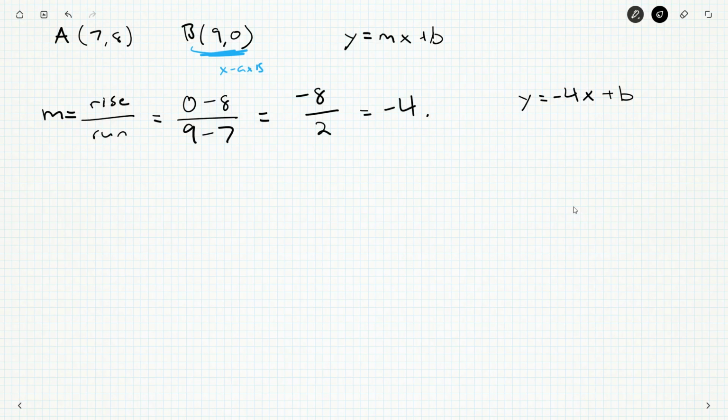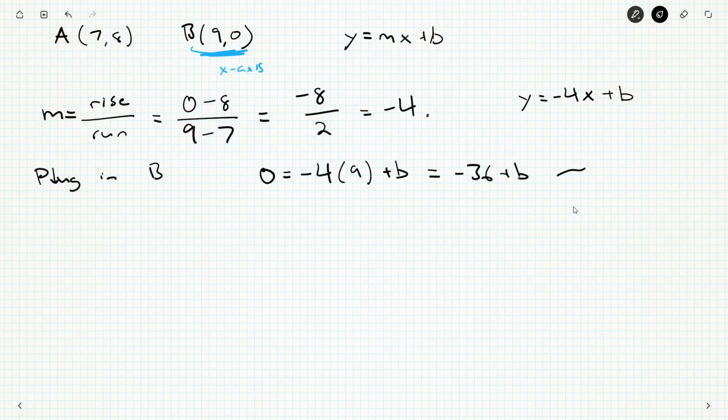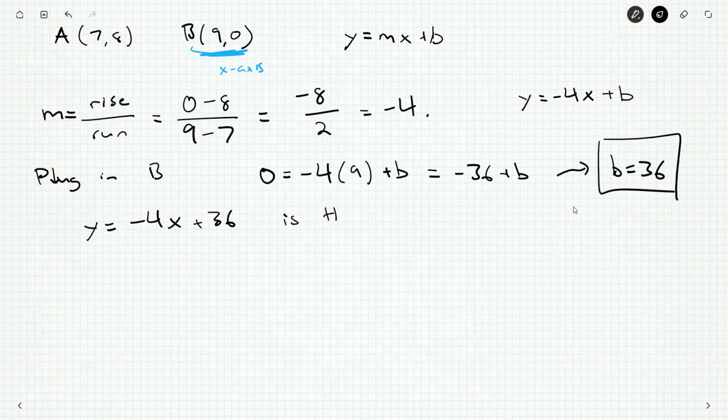So, we know that both A and B must be on this line. Just plug in some points. So, plug in, I'll say B because I like working with zeros here. So, 0 is equal to negative 4 times 9 plus b. The x-coordinate goes where x was. The y-coordinate goes where y was. So, we get negative 36 plus b. So 0 is negative 36 plus b. I would say it's pretty clear from there. b is going to be equal to 36. So y equals negative 4x plus 36 is the equation.